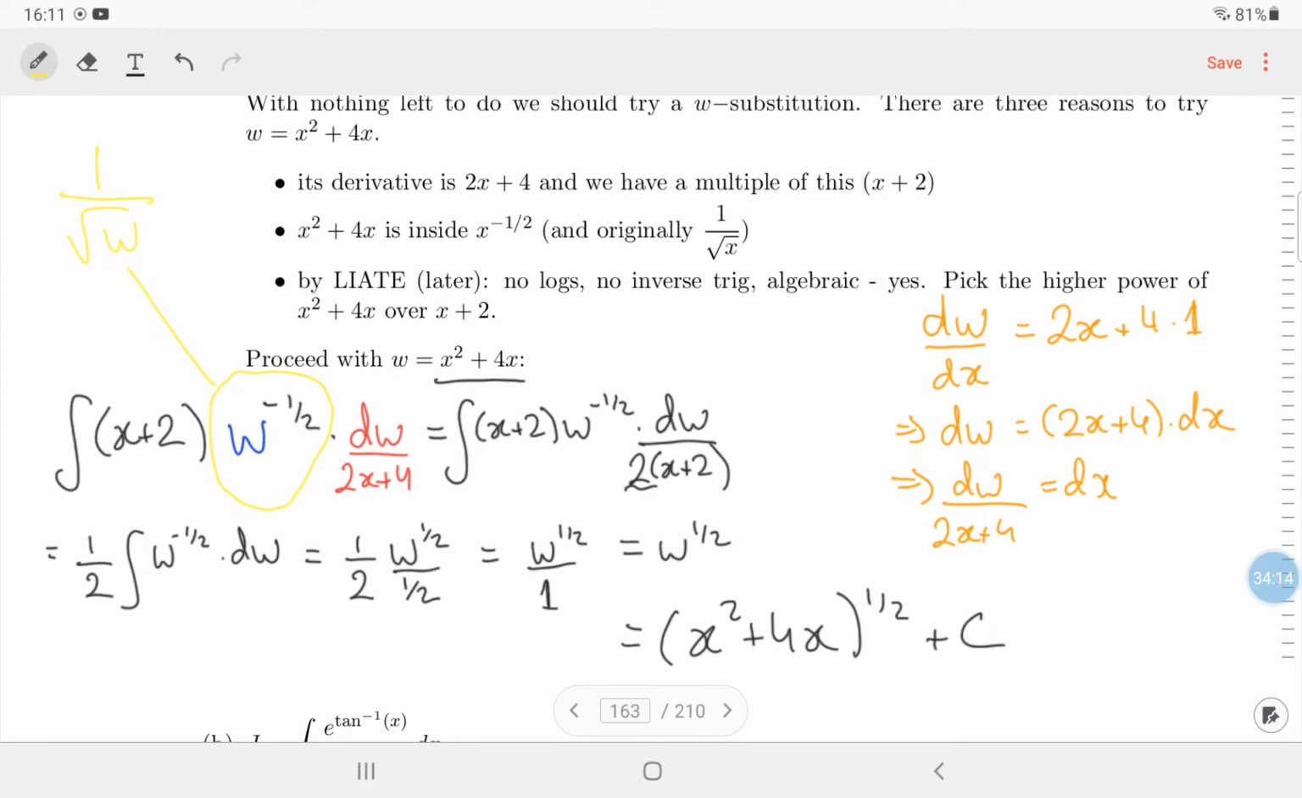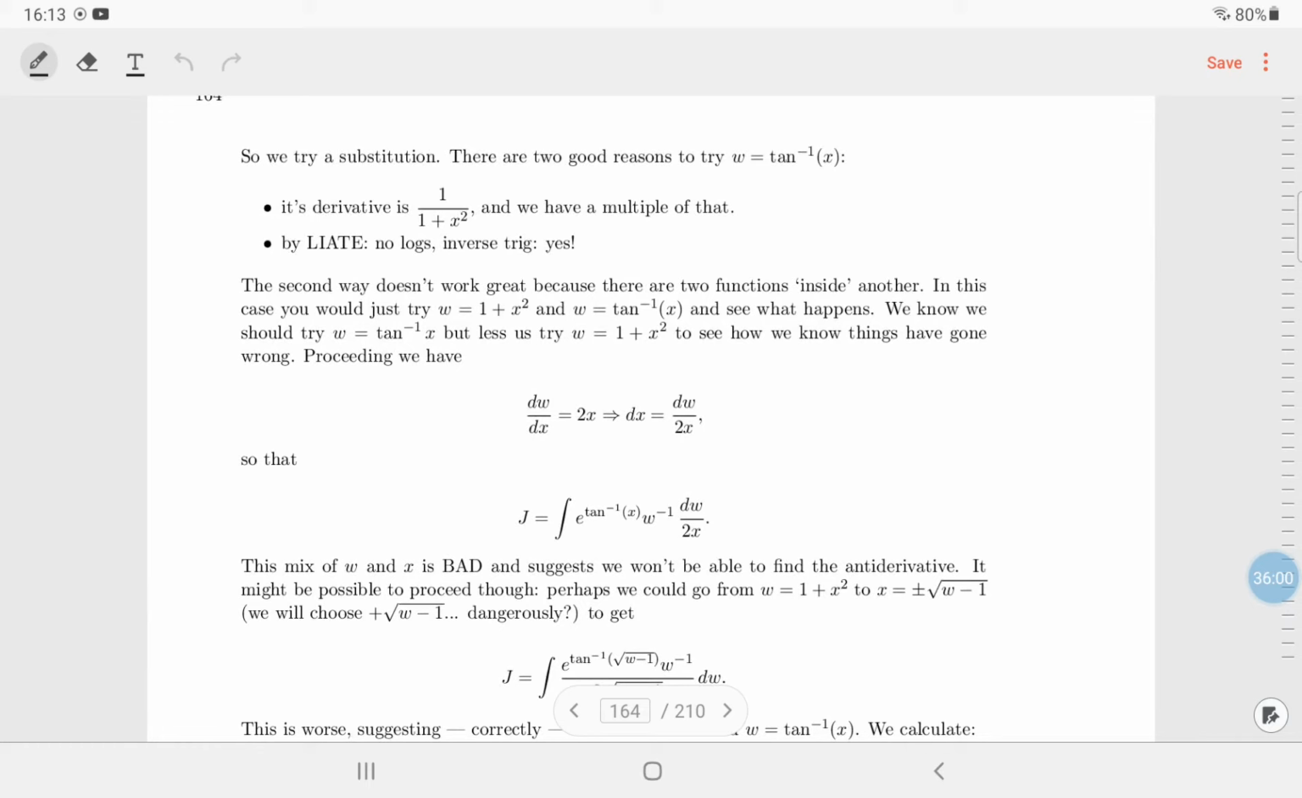You could try 1 plus x squared. It won't work. I don't know, do we look at what happens? Oh yeah, we'll look at what happens. We'll do that a little bit later. So we try substitution. They're the two reasons. The second way doesn't work great because there are two functions inside another. In this case, you try them. We'll just see what happens if you do the wrong w.